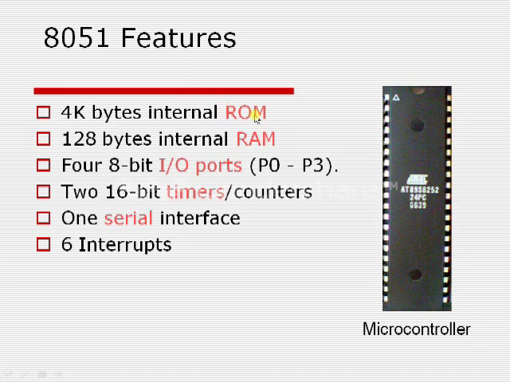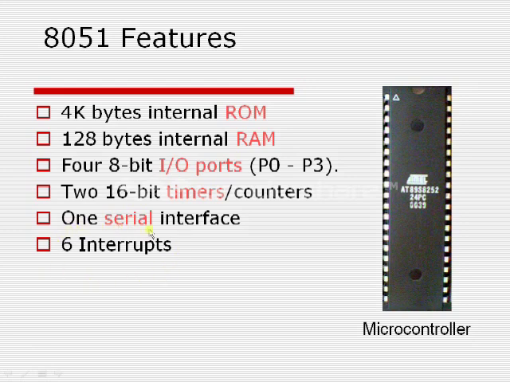Initially let us see the important features of this 8051 controller. As I told you, it has internal RAM and ROM, so there would be a fixed amount of RAM as well as a fixed amount of ROM. Okay, so 4 kilobytes of internal ROM, 128 bytes of internal RAM, and four 8-bit input output ports. So there are totally four 8-bit input output ports. It means I can connect a total of 32 input outputs. Okay, and then two 16-bit timers, and we'll discuss these timers and counters in later sessions, and one serial interface which is mainly used for communication between the processor and serial devices, and then 6 interrupts. So there are totally 6 interrupt sources.